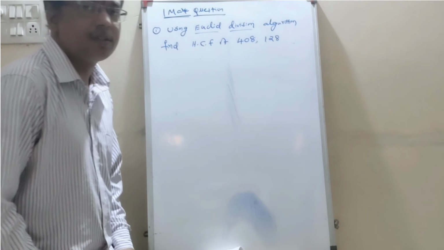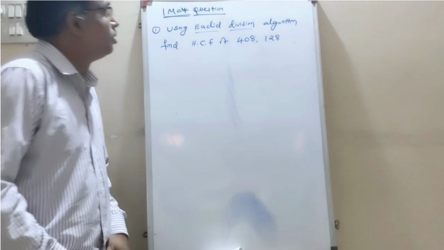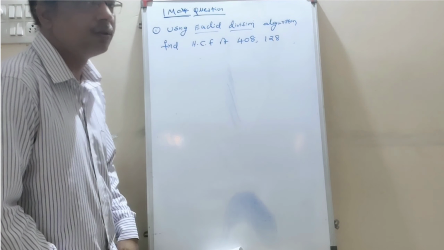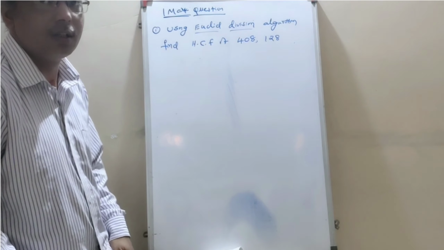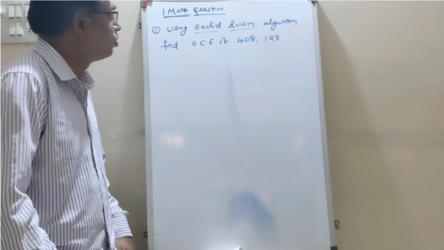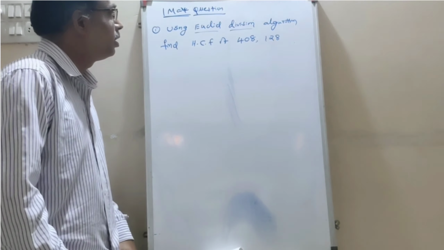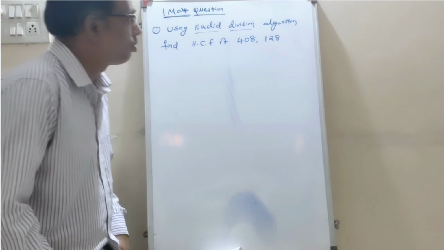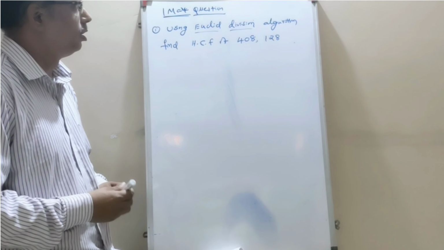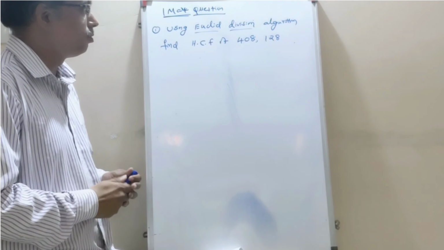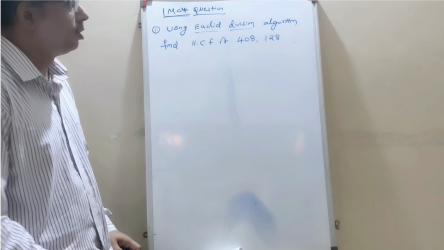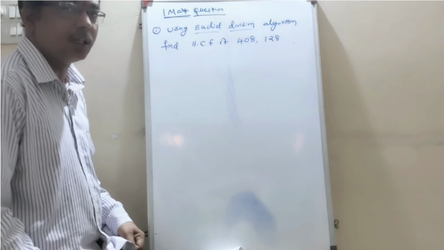Today's topic is one more set of important questions from the exam point of view in real numbers. We have the first question here: using Euclid division algorithm, find the HCF of 408 and 128. So by using this Euclid division lemma, we have to find the highest common factor of 408 and 128.